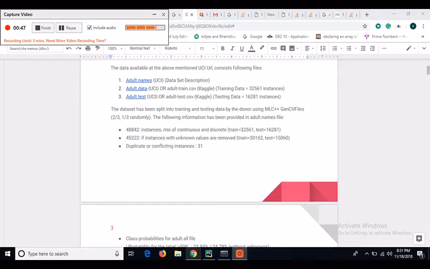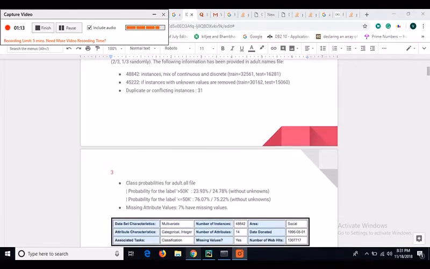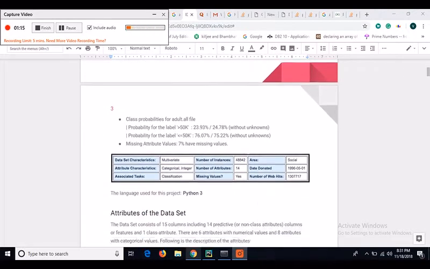The entire dataset has 48,842 instances, which consist of a mix of categorical as well as numerical attributes. Out of all these instances, the train data file consists of 32,561 instances and the test file consists of 16,281 instances. Our data also has various duplicate values and missing values, which we have handled in the pre-processing section.